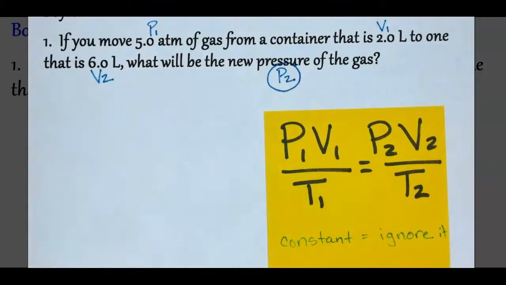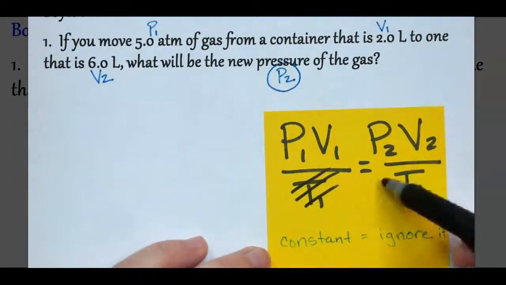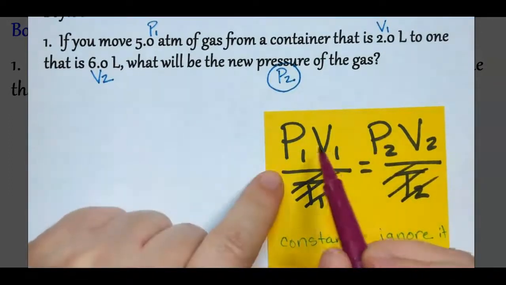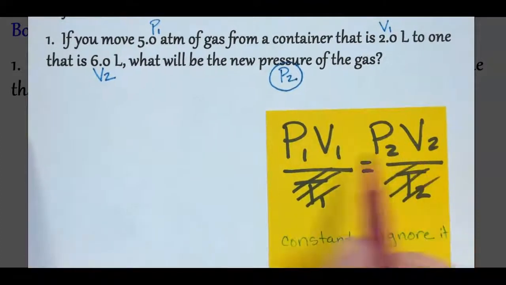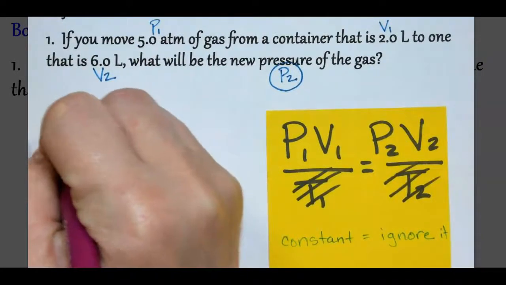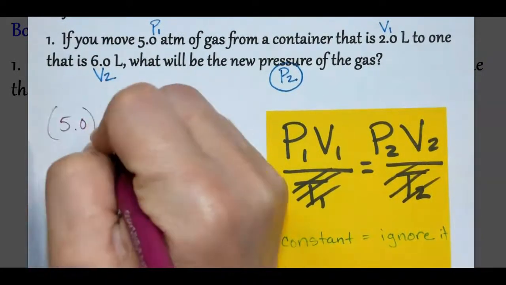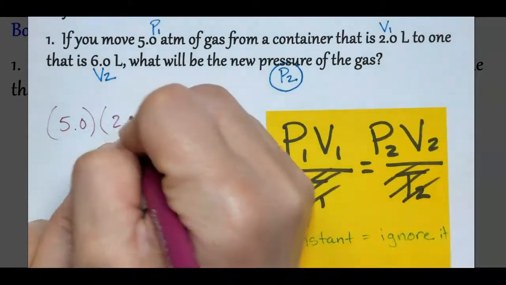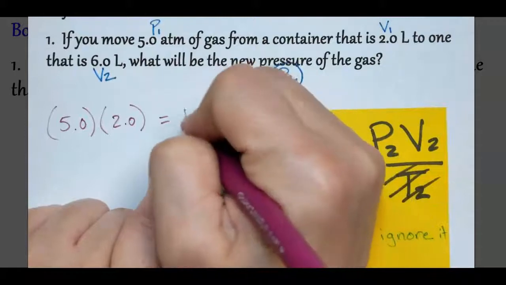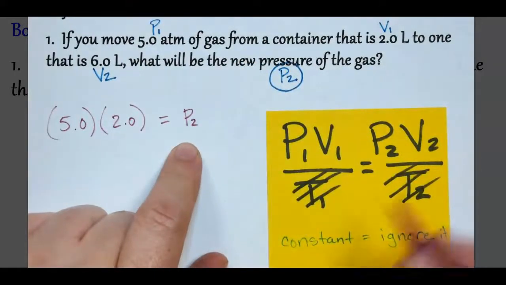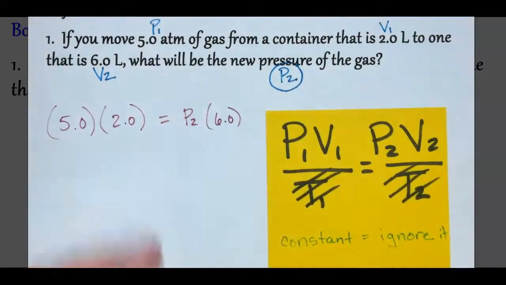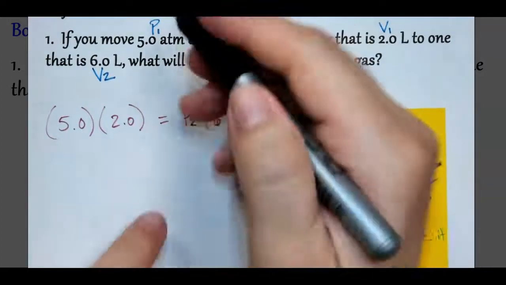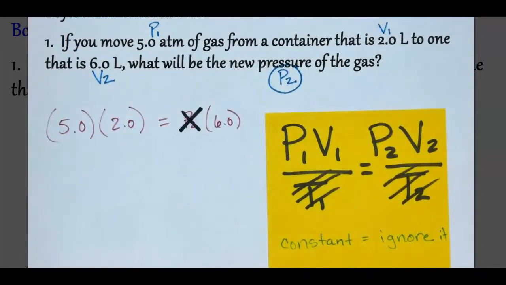Notice that they did not give us temperature anywhere in the problem, which is how I know that I can ignore the temperature in the equation that was given to me. So now we can take our numbers given to us in the problem and plug them in here. So P1 is 5.0 atmospheres times V1 is 2.0 liters equals P2, what I'm solving for, times V2, which is 6.0 liters. Now, if you prefer, you can mark P2 as X if that makes it easier for you to solve the problem.